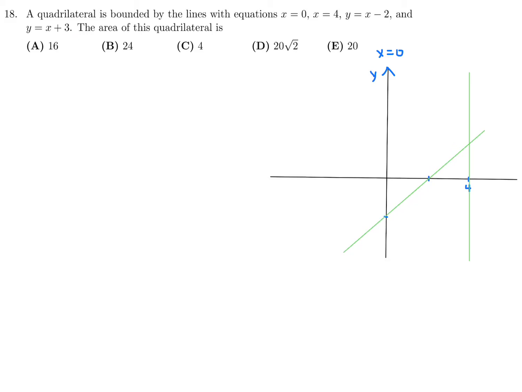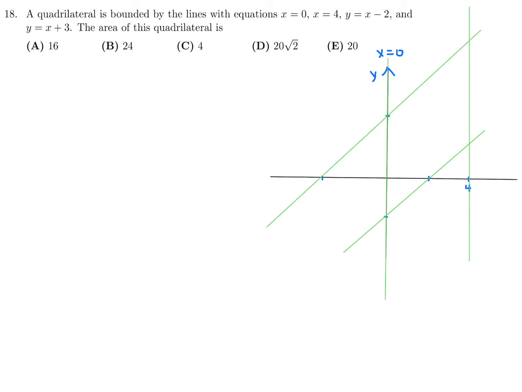And this one, y is equal to x plus 3. Again, plot 2 points really quickly. When x is 0, y is going to be 3, so approximately here. And when x is negative 3, which is about here, y will be 0. So connect those two. So there we go.